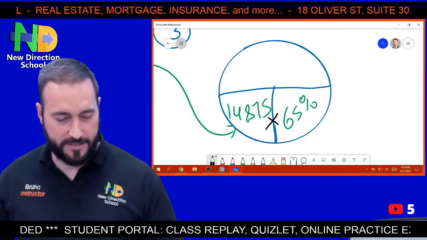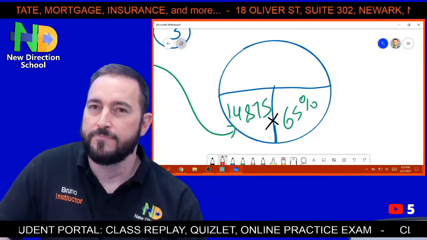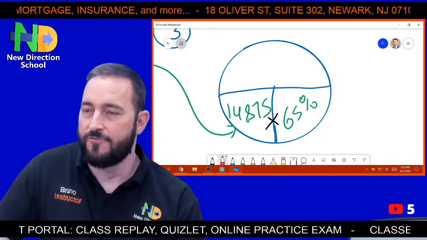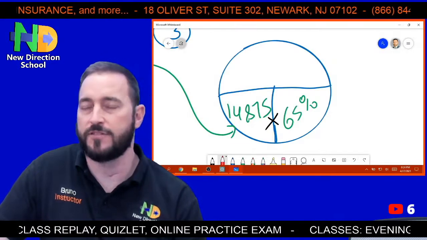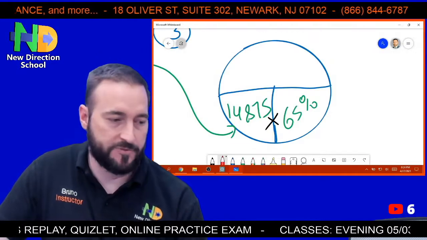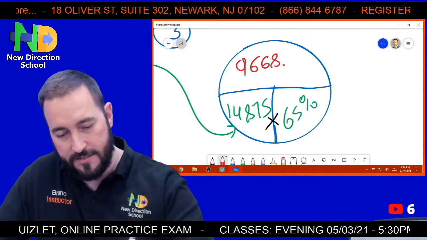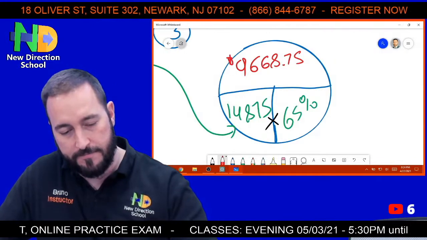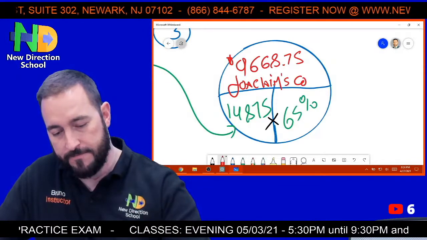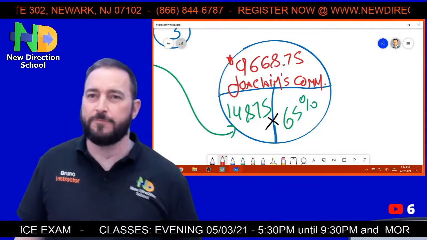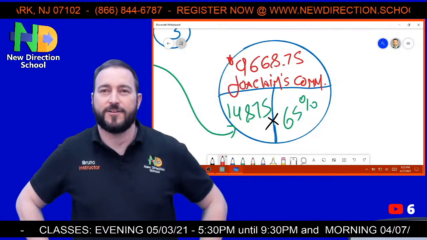Marlon, I know you had the answer there already, but how much did Joaquin make? $14,875 times 0.65 or times 65%, either way. 9,668.75. This is Joaquin's commission. Not a bad payday for only $400 and something thousand, right? Right.